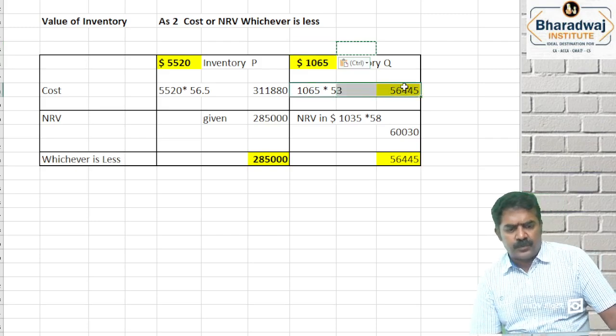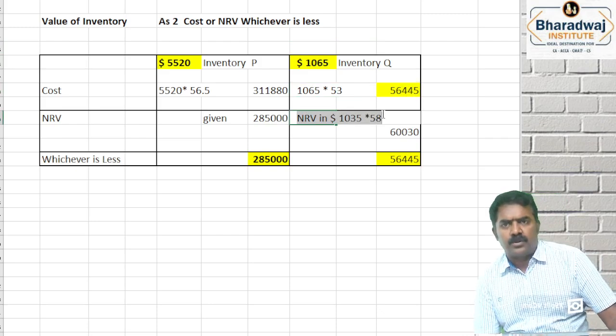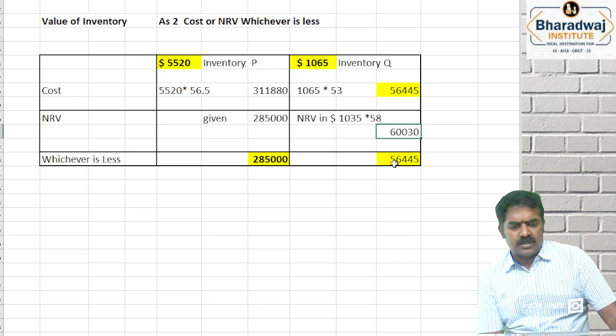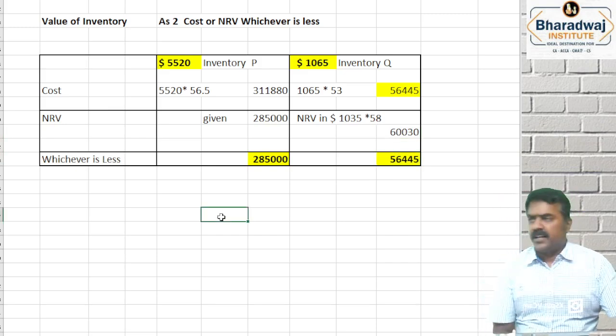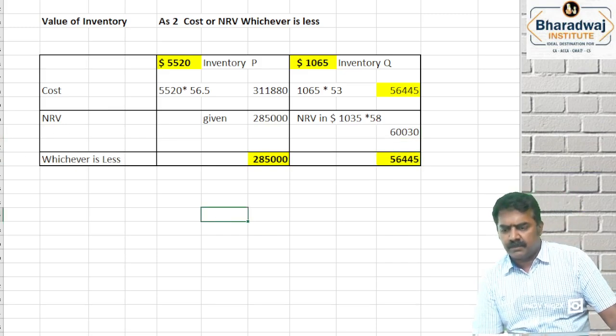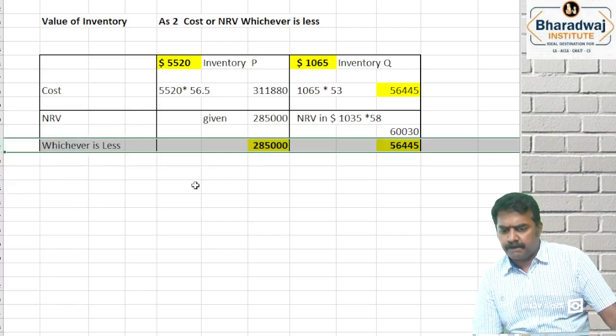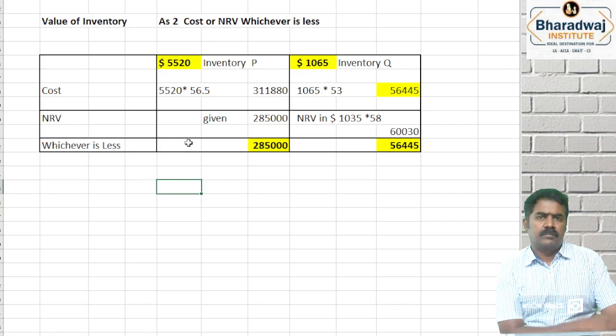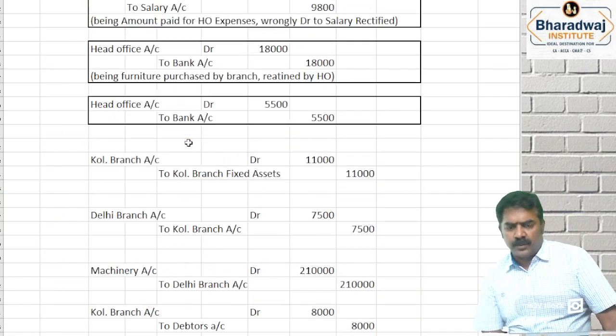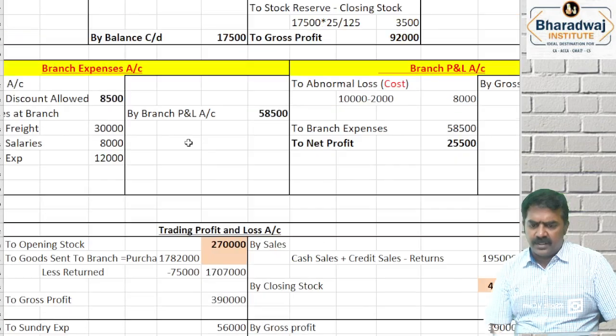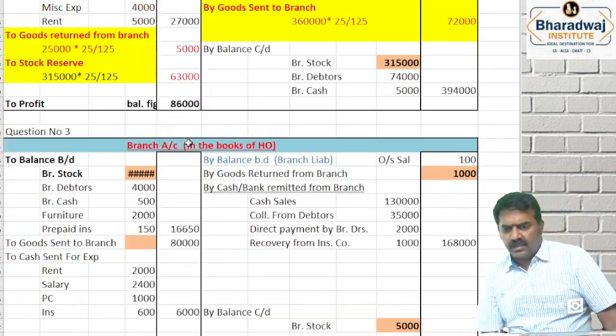Cost is 56,455. NRV at the end of the year is 1035. Closing rate is 58. 60,030. Whichever is less, we will take it for the converted trial balance. This is the only difficulty. Other than that, we can just prepare which one? The converted trial balance.